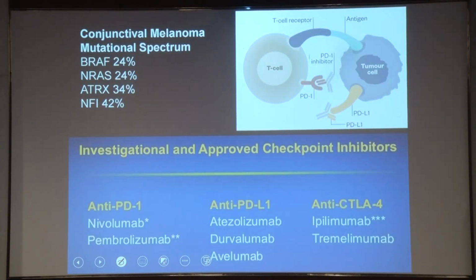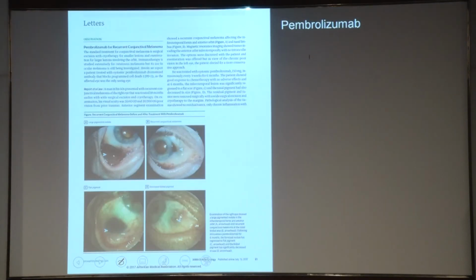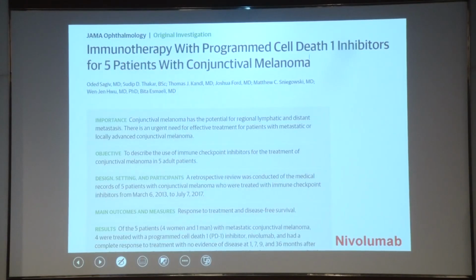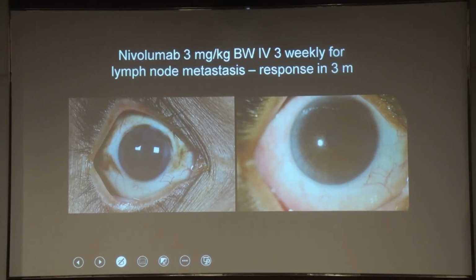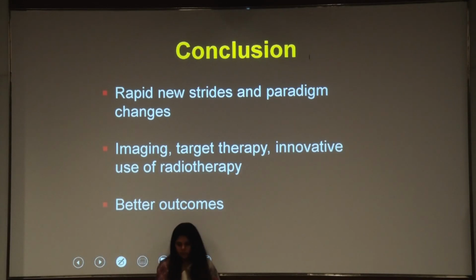For conjunctival melanoma, we have the mutation and the treatment spectrum all worked out. There are many reports in the literature using pembrolizumab and nivolumab. This was our own patient where the patient had regional lymph node metastasis, for which we started on nivolumab. He was admissible for nivolumab, and regional lymph node metastasis obviously started regressing, and his conjunctival melanoma also started regressing. So making a role for primary therapy of conjunctival melanoma with target therapy.